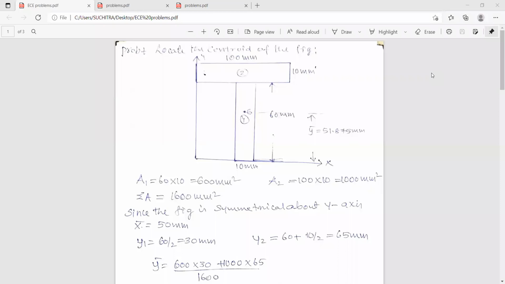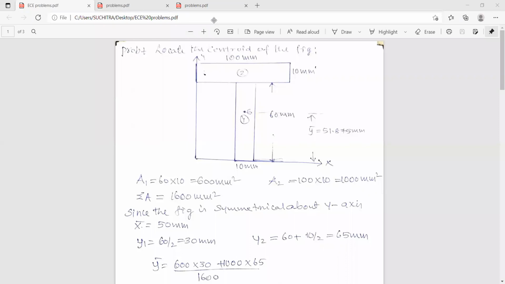Am I audible? Yes, sir. Screen share is visible. Amit, please mute yourself. Amit. Yes, sir. Amit, please mute yourself. Okay. Can you see the screen share? Screen share is visible. Yes, sir.